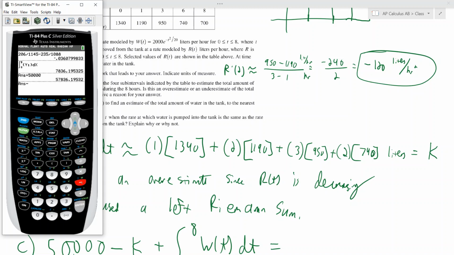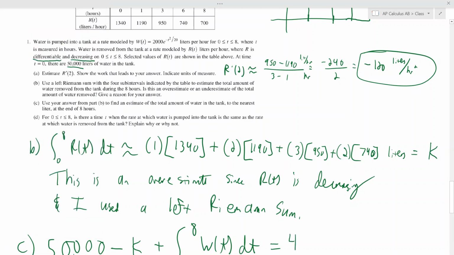I could just use K, but I'm going to write out what this is since I'm using my calculator anyway. 1340 plus 2 times 1190, plus 3 times 950, plus 2 times 740. And if I didn't mess it up, we get 49,786. It says to the nearest liter. Make sure I'm rounding it correctly here. Nope, liters. Okay.